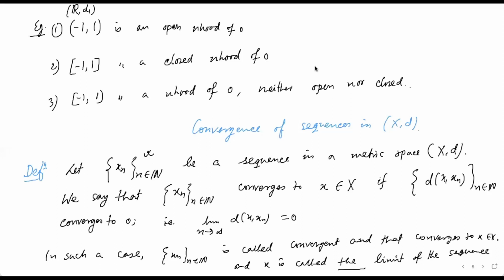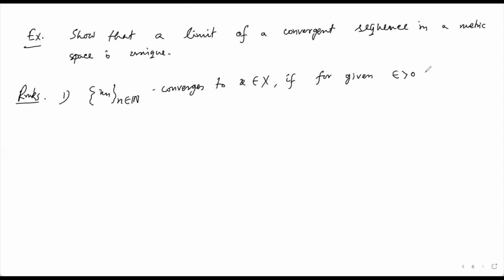So here, if this sequence of real numbers converges to 0, that is, if for given epsilon greater than 0, there exists some natural number N large enough depending on epsilon, such that the distance between x and xn is less than epsilon for all n greater than or equal to N, and that is the sequence of real numbers, then this sequence of real numbers converges to 0.